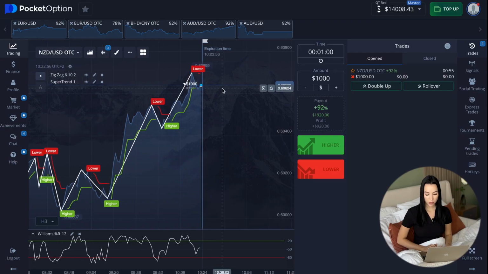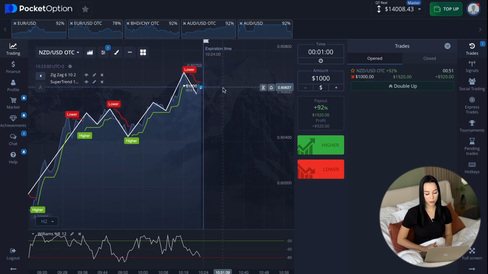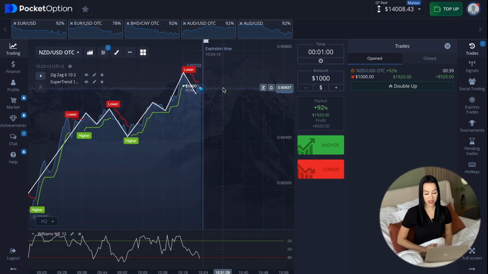So guys, here I open a trade for $1,000 down. Today we will play with a big amount of money. So by the way, today I'm trading with this strategy on the line charts. You can also use it for the candlestick charts. It's working really great as well, but still I like to use this strategy with a line chart.